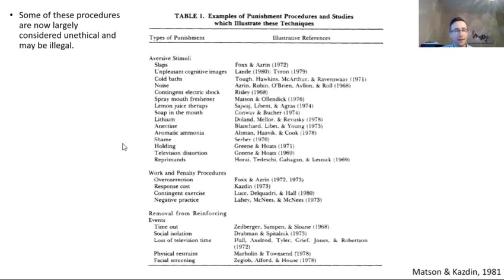Now, this is a table which lists examples of punishment procedures and studies which illustrate those techniques. This is from Matson and Taras in 1981. This was a nice comprehensive list of the variety of punishment procedures that were used historically up to that time, or that were studied in research. And so I provide this just to give you a historical perspective on the types of procedures that were used in the past. And some of these procedures are now largely considered unethical and maybe illegal. And so that's important to consider.